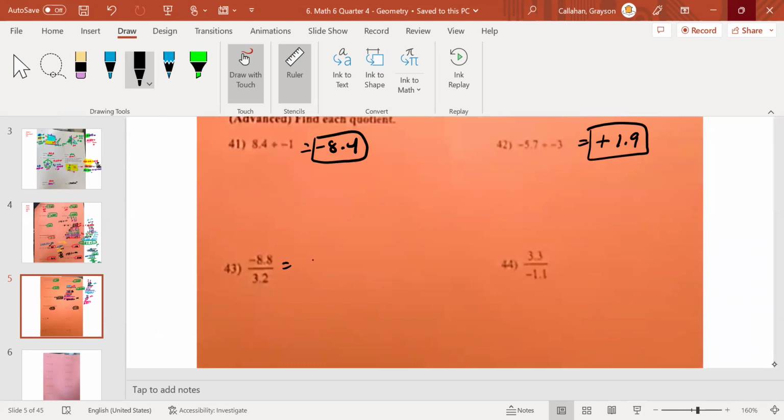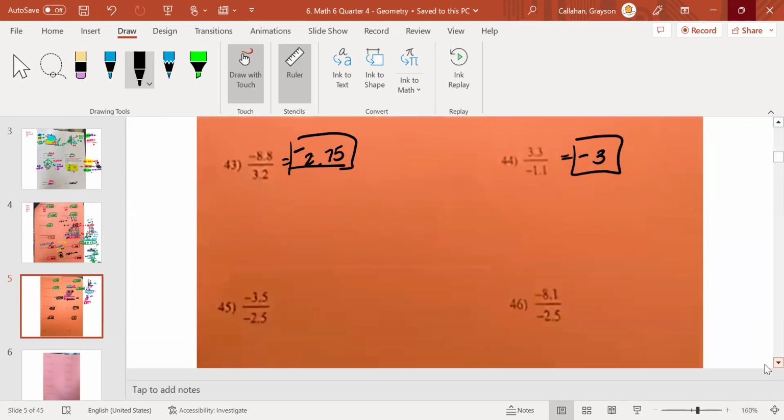Number 43 is going to be a negative 8.8 divided by 3.2. Negative 2.75. 3.3 divided by 1.1 should be a negative 3. 3.5 divided by 2.5 is a positive 1.4. 8.1 divided by 2.5 is going to be a positive 3.24.